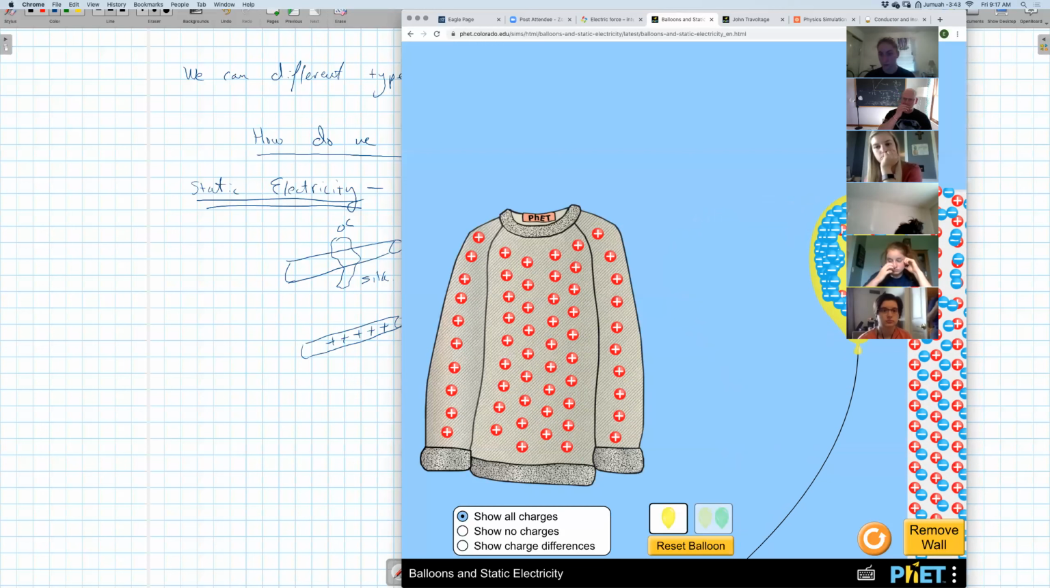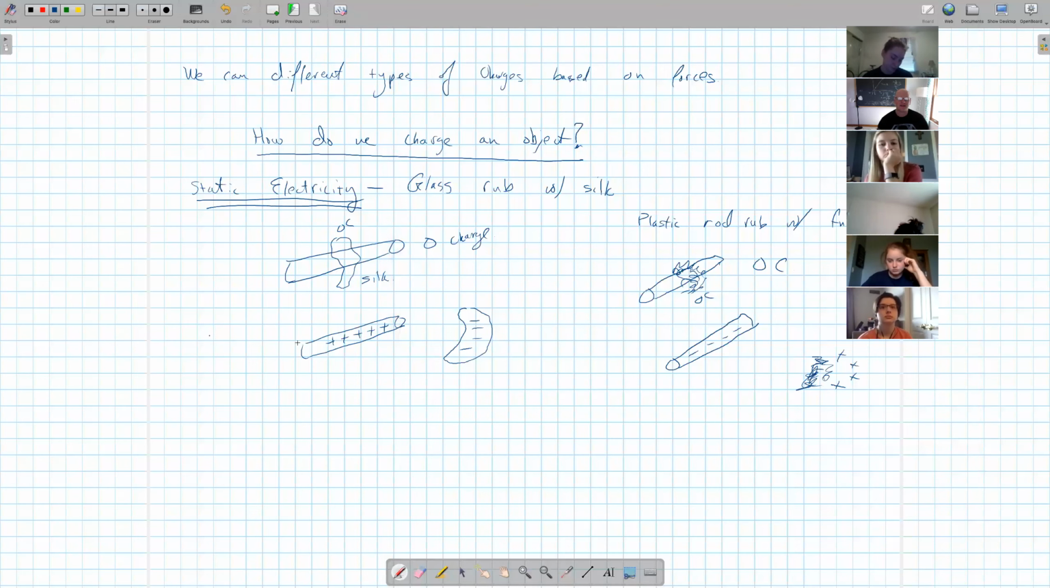So what static electricity does is strip off loosely bound electrons from an object. Here it's easy to strip off the electrons from the wool. Here it's easy to strip off the electrons from the glass. And here it's easy to strip off the electrons from the fur.